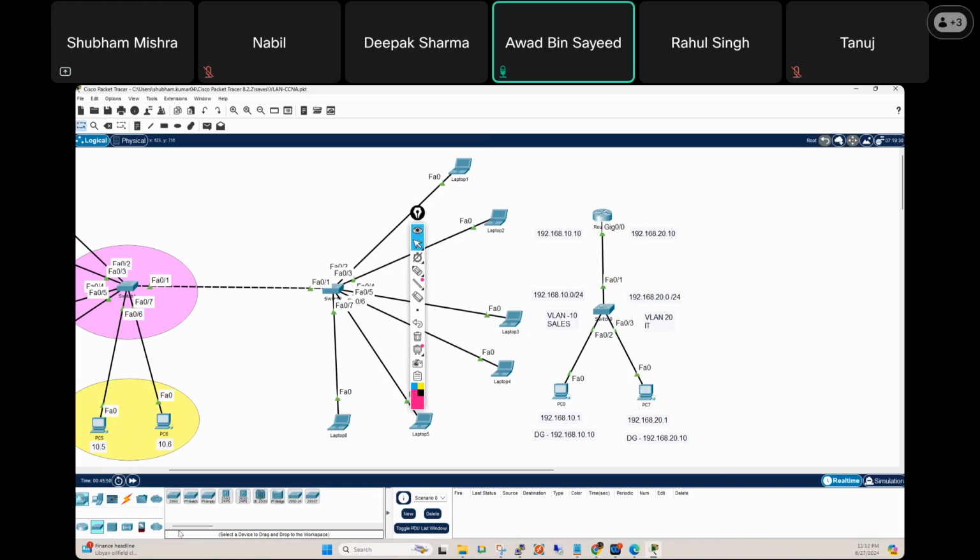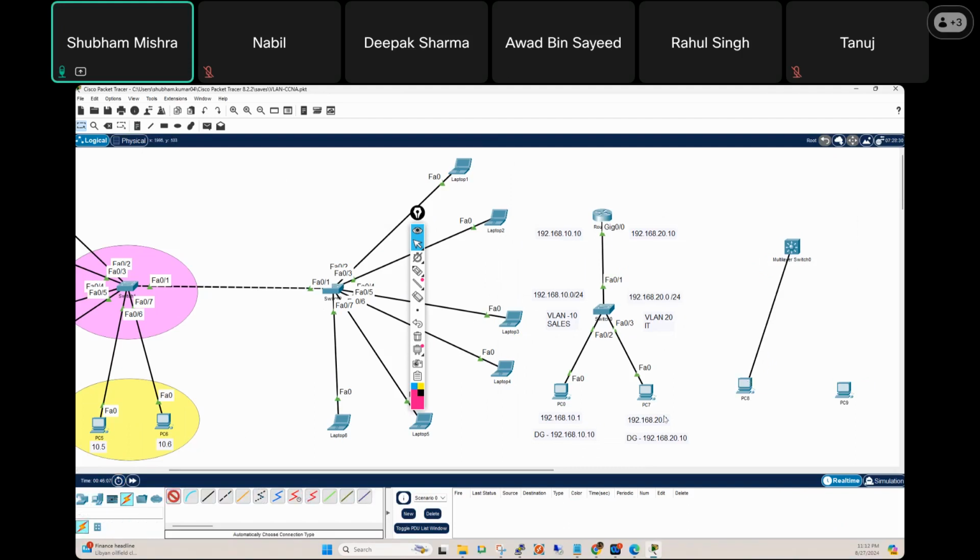We can use an L3 switch, a multi-layer switch. Tell me, multi-layer switch, yes or no? We can use any multi-layer switch. For example, again, PC, this one.